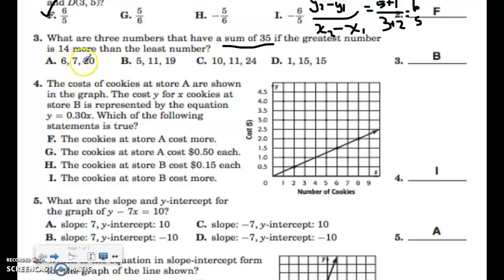6 plus 7 is 13, plus 20 is 33. Sorry. 5 plus 11 is 16, plus 19 is 35, so that's got some potential. 10 plus 11 is 21, plus 24 is 45. Sorry. 15 plus 15 is 30, plus 1 is 31. So I didn't even do any work besides adding, and I have my answer of B. Now, just to make sure that it meets the other qualifications, I added them up and they are 35. It says the greatest number, which is 19, is 14 more than the least number. So is 19 14 more than 5? It is, so we're good.